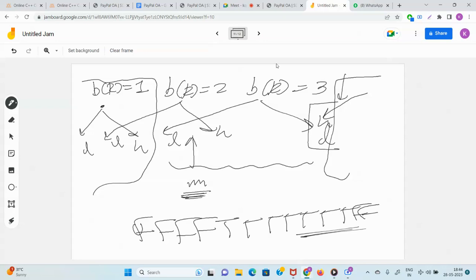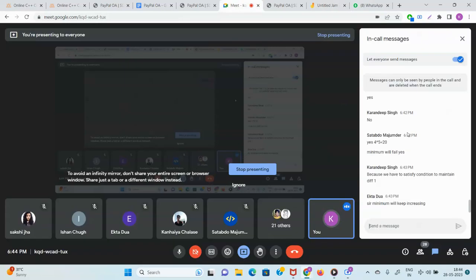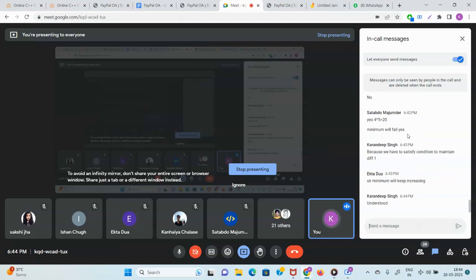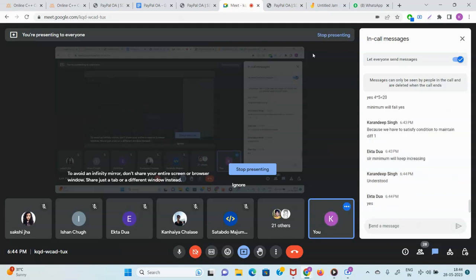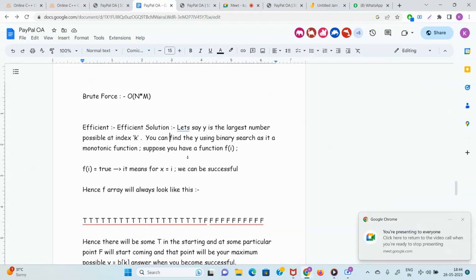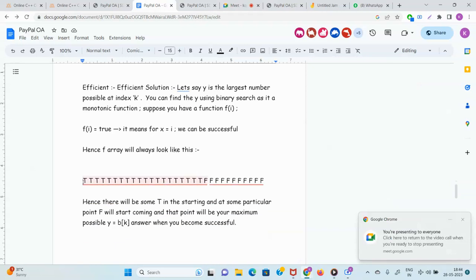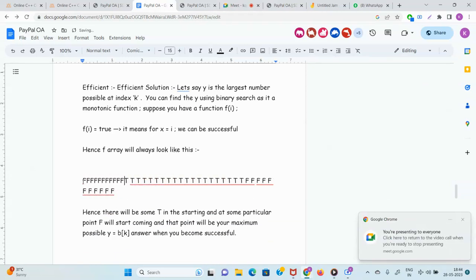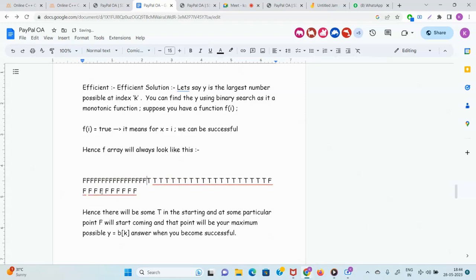Guys, it is clear. Is this complicated explanation? Yes, minimum will keep increasing. Correct, Ekta. Guys, everyone write yes in the chat if they understood. Why is it happening? What is happening, Karandeep and Satabdo? First, some false answers are coming. Then it is guaranteed that all the continuous true will be coming. Then all the false will come again.